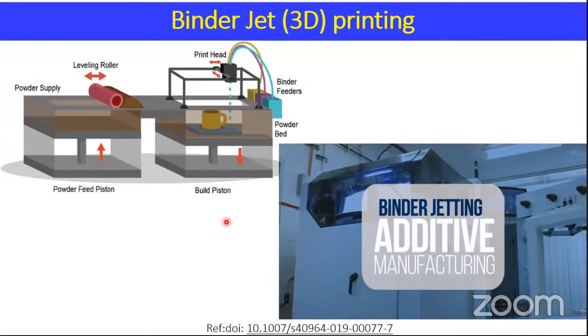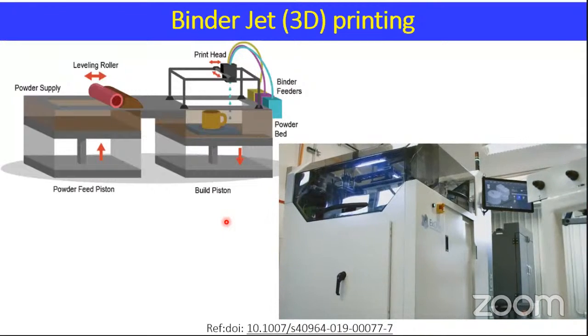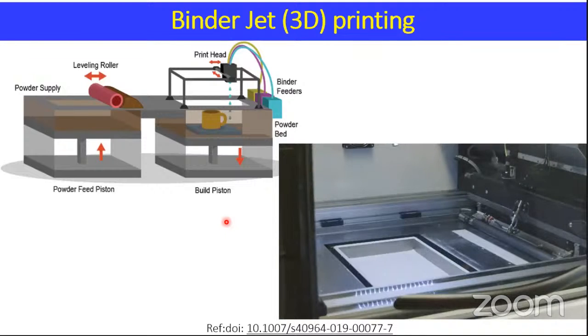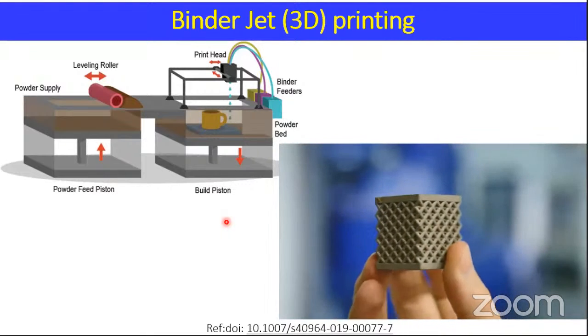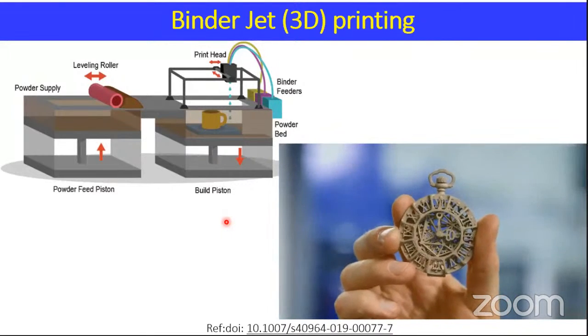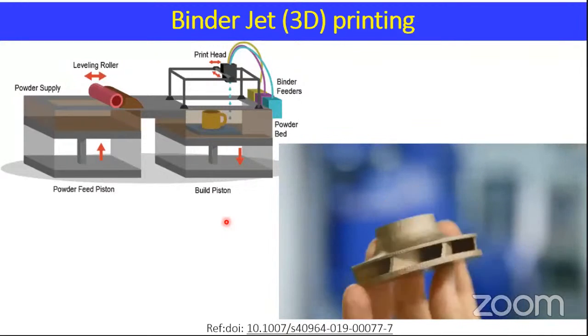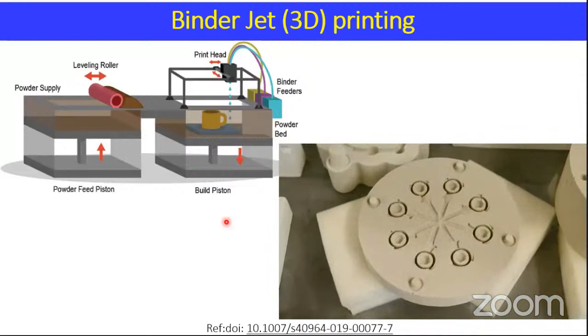Binder jetting additive manufacturing is a process inspired by the technology of inkjet printers. In this process, a liquid binder is selectively deposited on a powder bed with a print head. It is a growing process that allows the production of parts for the manufacturing, medical, and dental industries. This technique enables the production of metallic and ceramic parts as well as sand molds for castings.